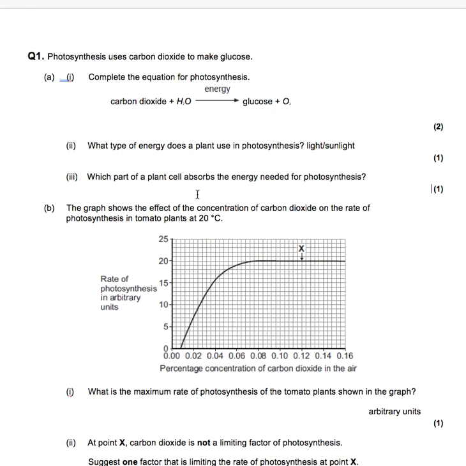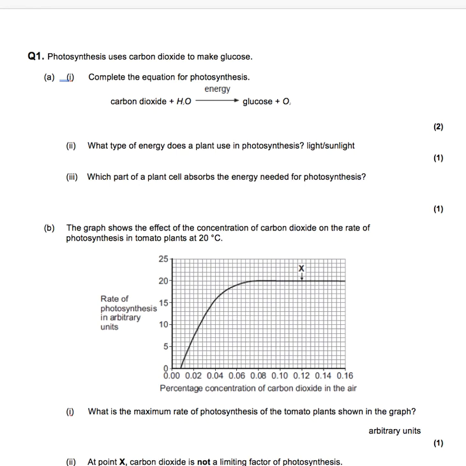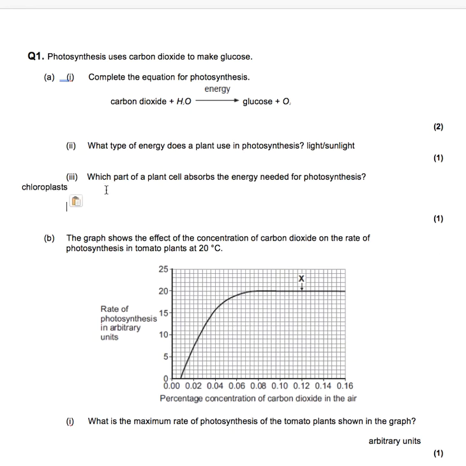Which part of a plant absorbs the energy? Well, the answer is chloroplasts. You might have said chlorophyll. Chlorophyll is what chloroplasts contain. And it's okay. It's not really the right answer, but it's close enough. So chloroplast is what you want. You might have said chlorophyll, and that's okay.